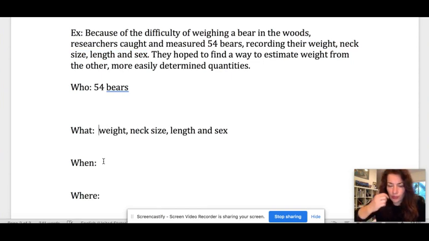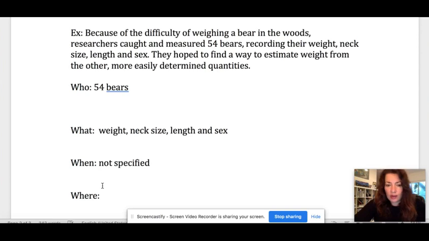All right, when you read for the when, you can see from the paragraph there is nowhere that it says when this was done. Was it done in 1999? Was it done in 2005? Was it done last summer? Was it in the winter? There's no specification. So you're going to say the when is not specified, which could sometimes happen.